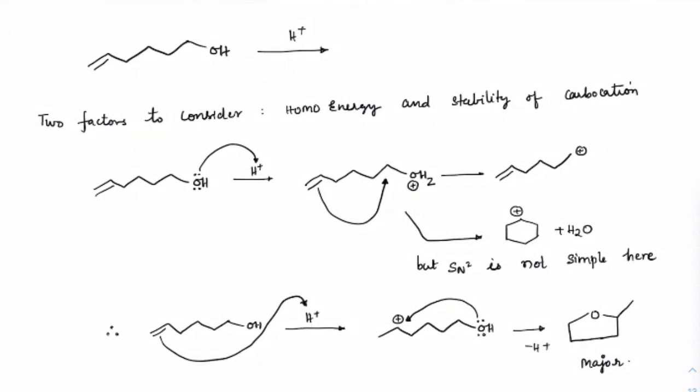Check. One question which was there here. On one side there is an OH, on the other side there is a double bond. So it creates a huge confusion about which route we should take, because in one case, HOMO energy wise the lone pair is better, but stability of carbocation wise the double bond is better. Got it? See both the routes here.